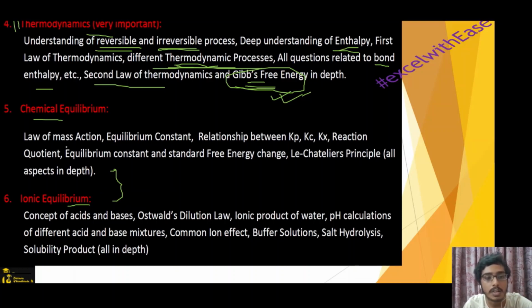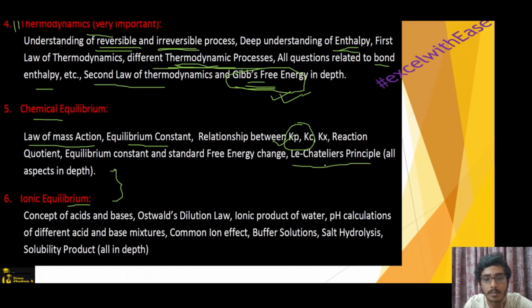So for chemical equilibrium, you must know what is law of mass action, equilibrium constant, how to find it. This is very important, the relationship between Kp and Kc. You can find questions from here. Reaction quotient, that is your Q value, what happens when Q is greater than Kc, less than Kc, all these things. Then again Le Chatelier's principle. Now this is very important.